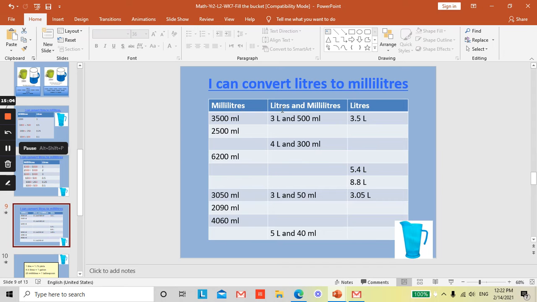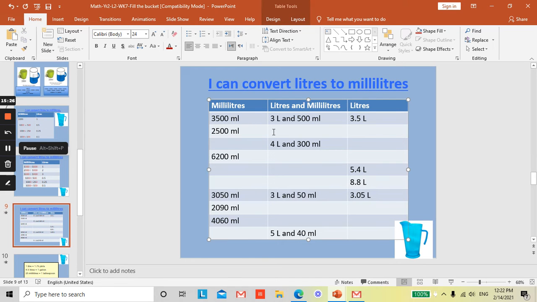Here, milliliters and liters. 3,500 milliliters is equal to 3 liters and 500 milliliters. That is 3.5. 2,500 milliliters is the same as 2 liters and 500 milliliters, which is the same as 2.5 liters.